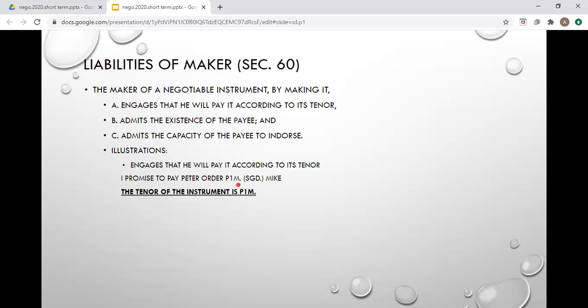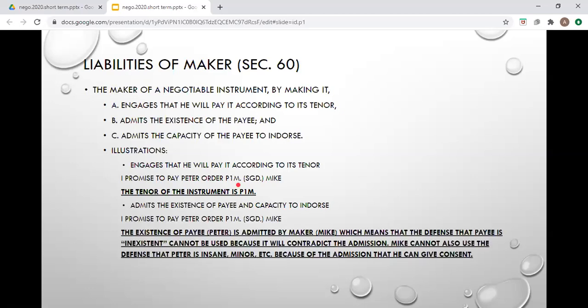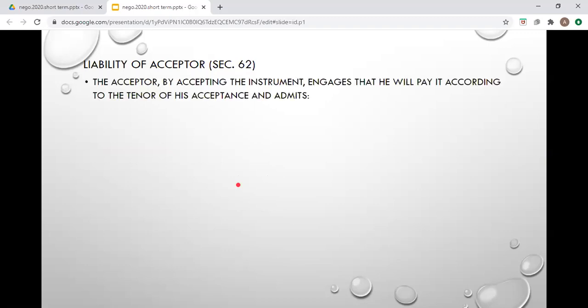Okay? So let's now consider Section 62, liability of an acceptor. Again, that's also a person primarily liable. What is the extent of the liability of an acceptor? The acceptor, by accepting the instrument, binds himself to pay according to the tenor of his acceptance. If you compare that with the liability of a maker, the maker is liable according to the tenor of the instrument, as to the amount appearing on the face of the instrument.